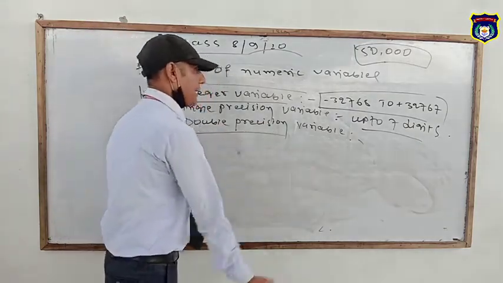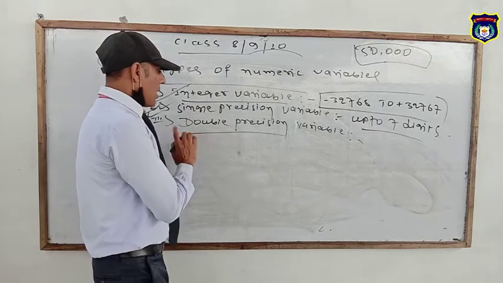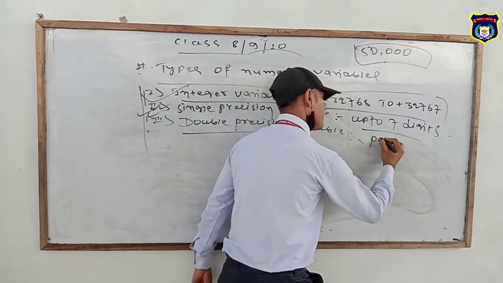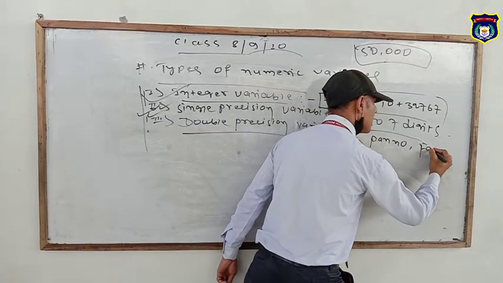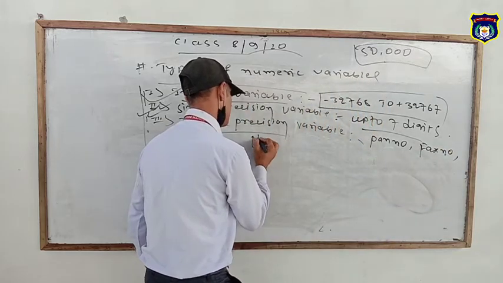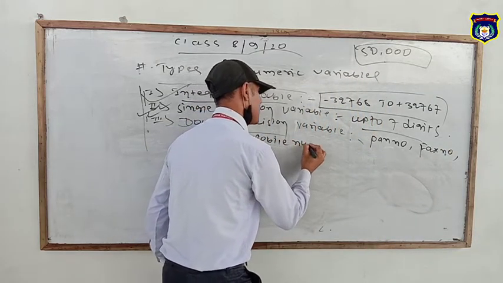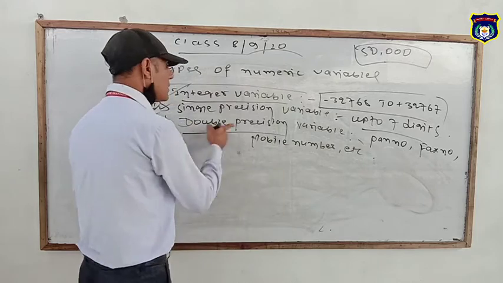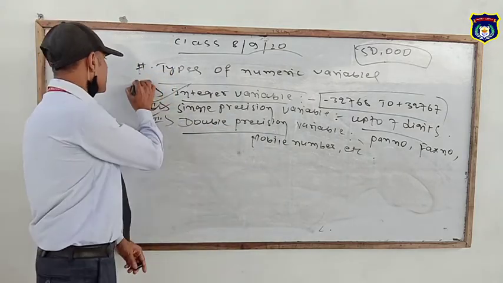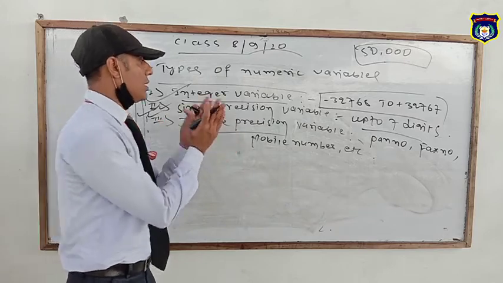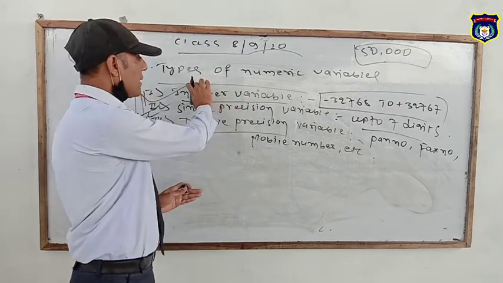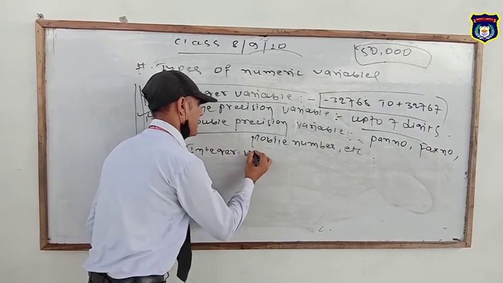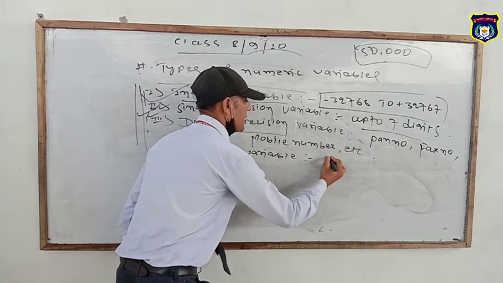Number 3, double precision variables store large numbers such as PAN number, fax number, mobile number, etc. Suppose you have to store a large number, we have to use double precision variables. So these are the categories of numeric variables. If you want to store smaller numbers, then use the integer variable. And an integer variable is always terminated by the percent sign.